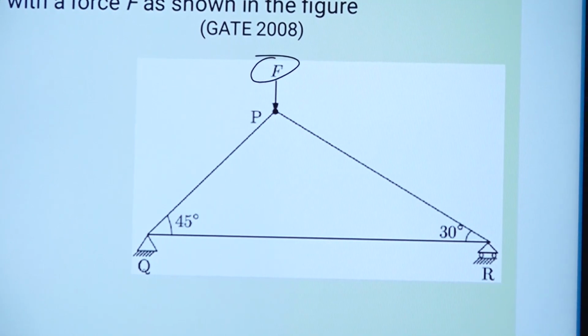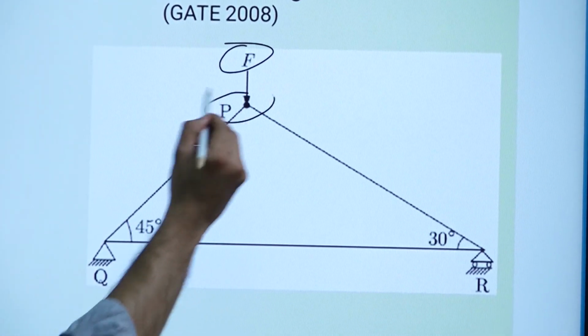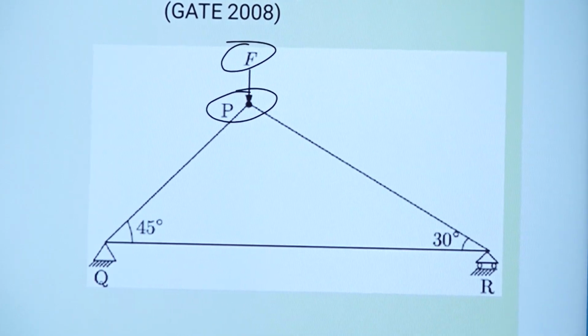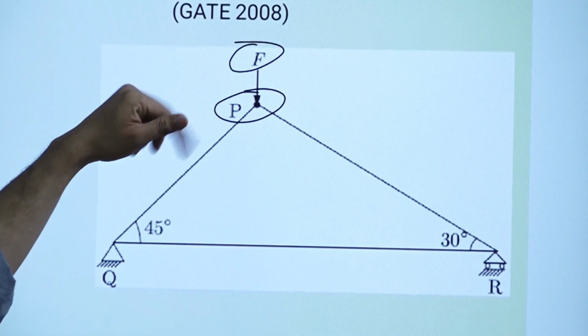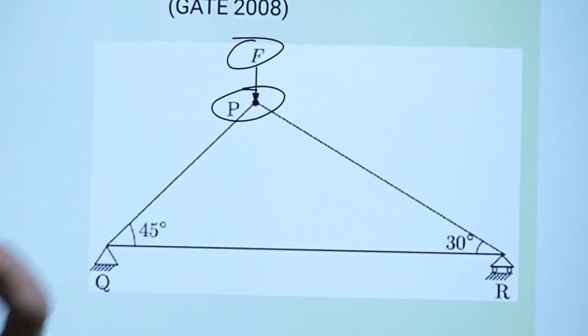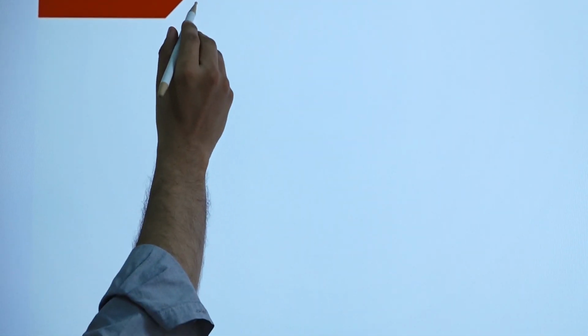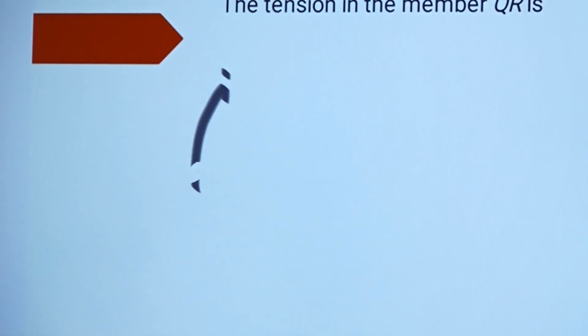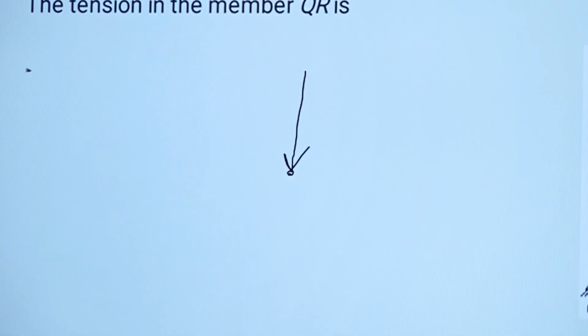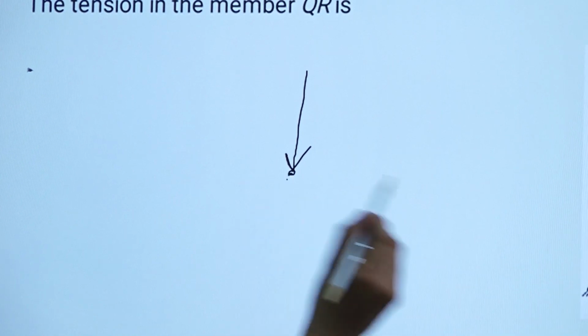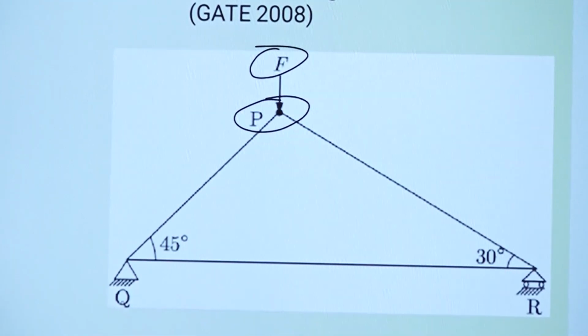So as I told you, first thing we are going to do, we will take this point. Why are we taking this point? Because a force is already known at this point. So if you take this point separately and make a free body diagram of point P, how will it come?